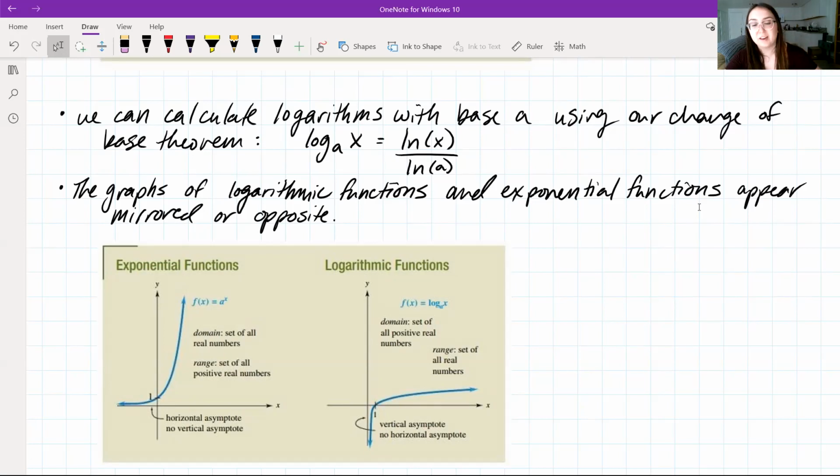And this is going to end up being very useful when we have to calculate logs with different bases in equations.